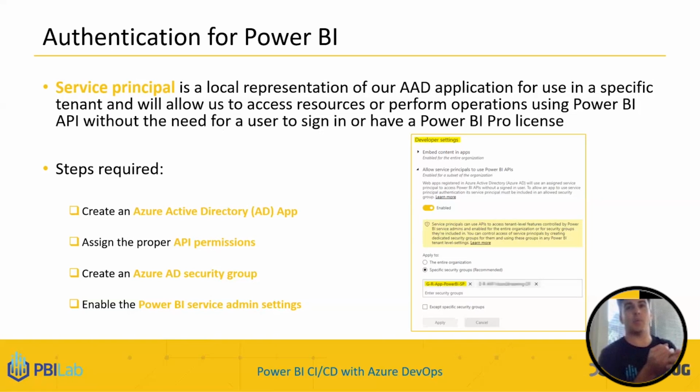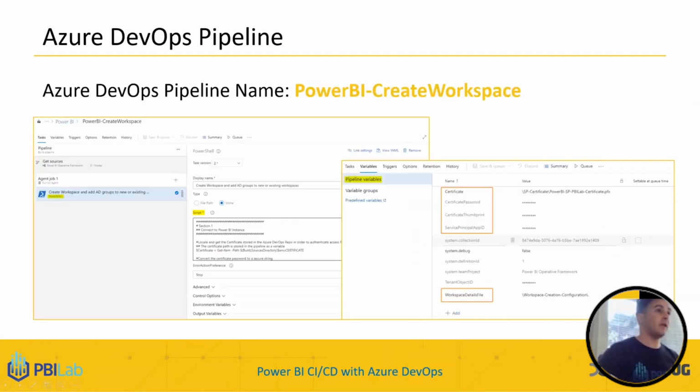I need to assign the proper API permissions because my app will need to read my Power BI workspaces, and will need to write in my Power BI workspaces. And in my case, for this demo, I also need to read the Azure Active Directory security groups because I want to assign this security to the workspace. And the last step, once I create the application, is going inside my Power BI tenant and saying that this app has permission to access the API, and there's a specific section for that in the developer settings.